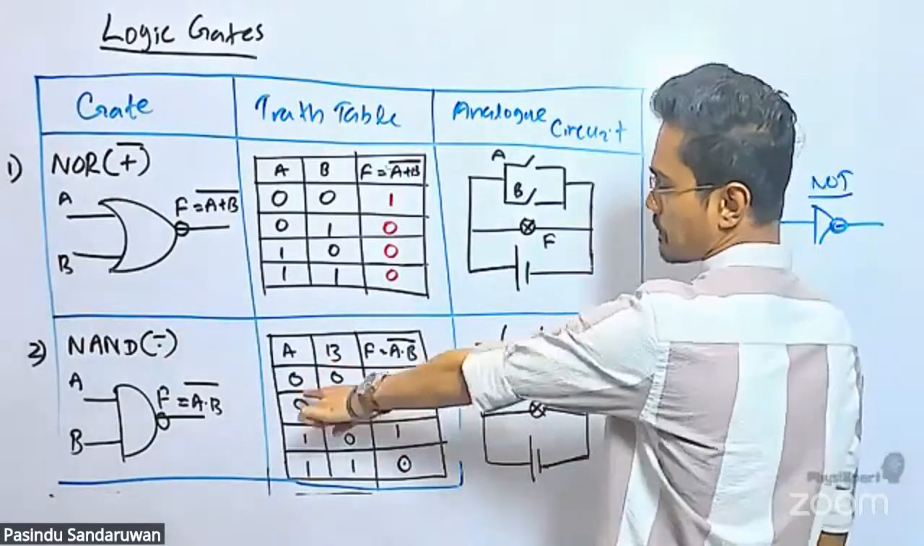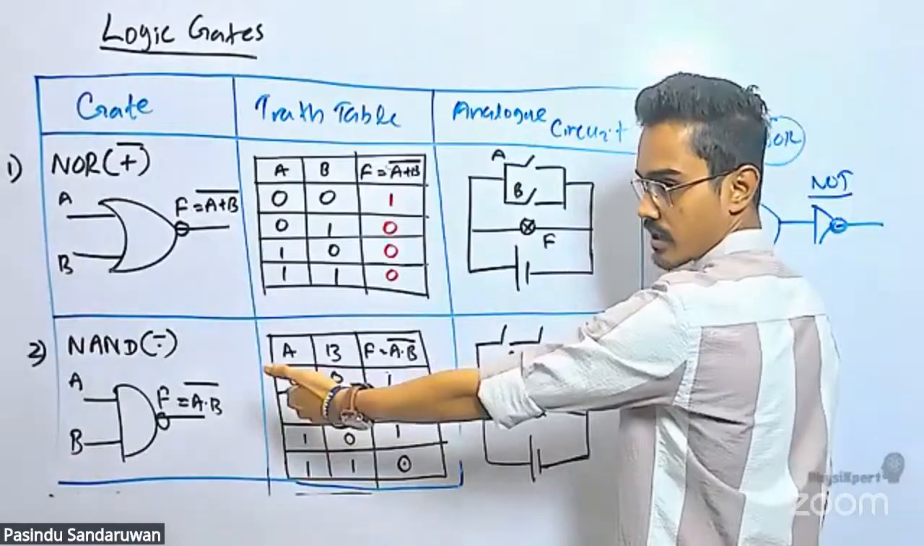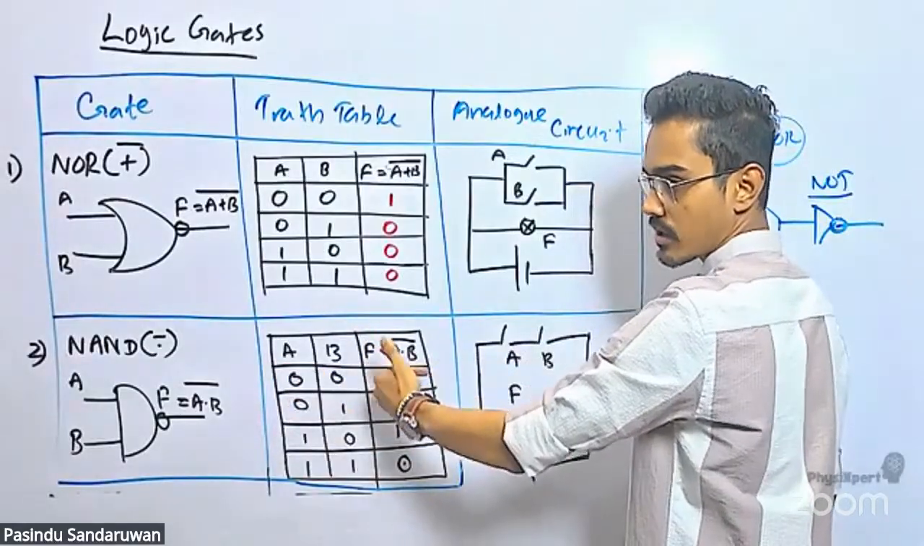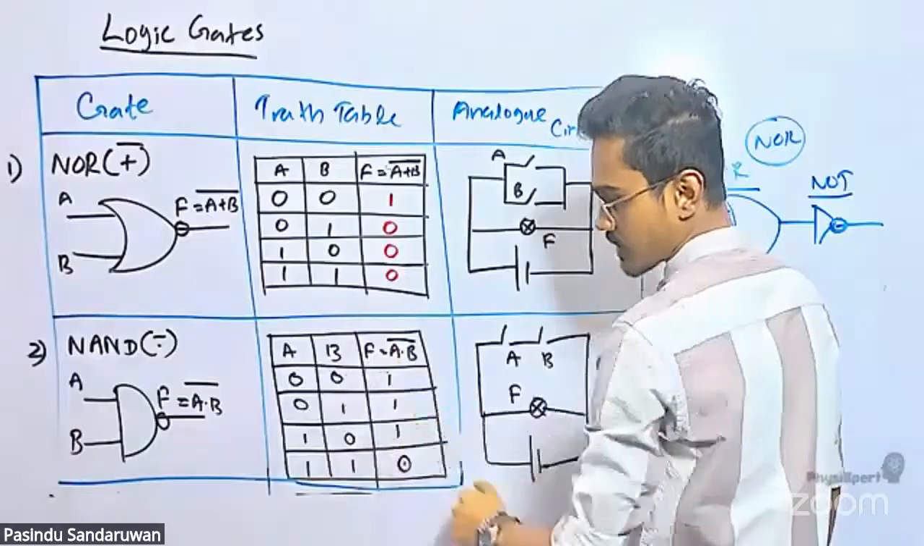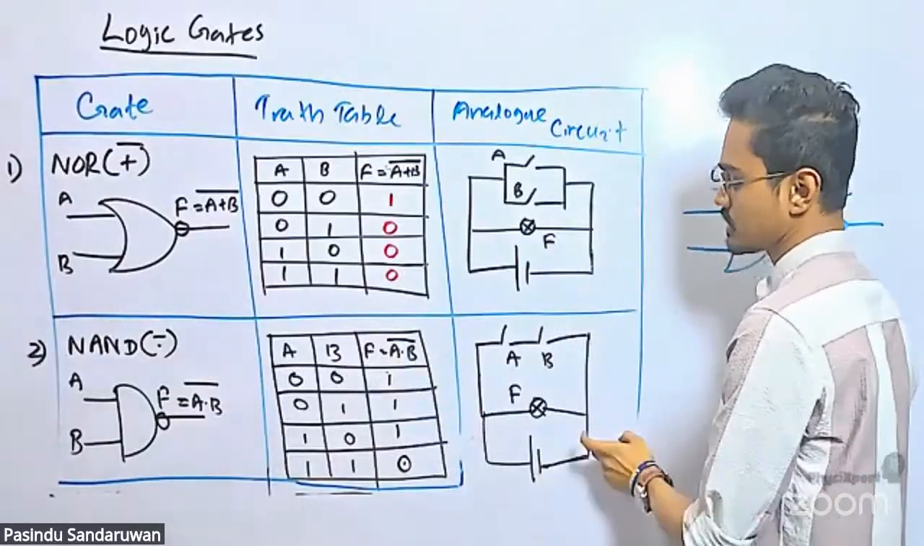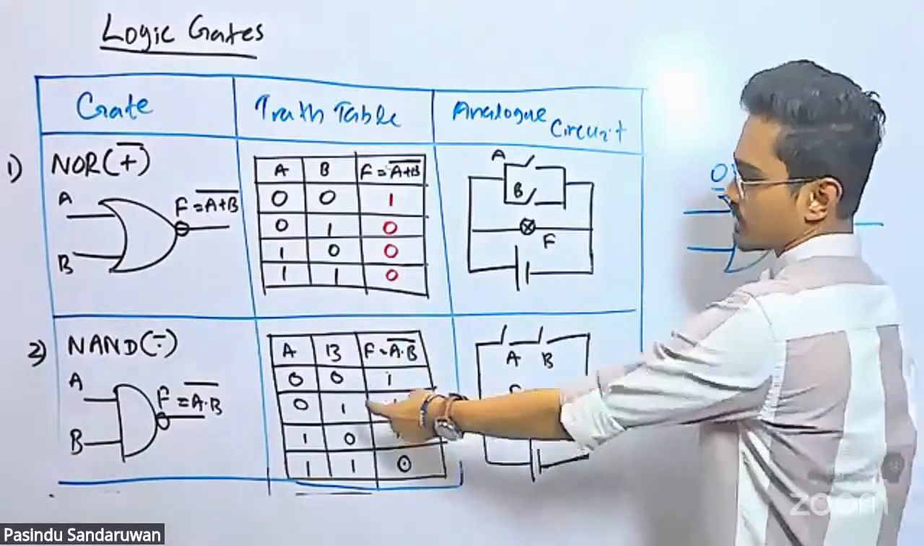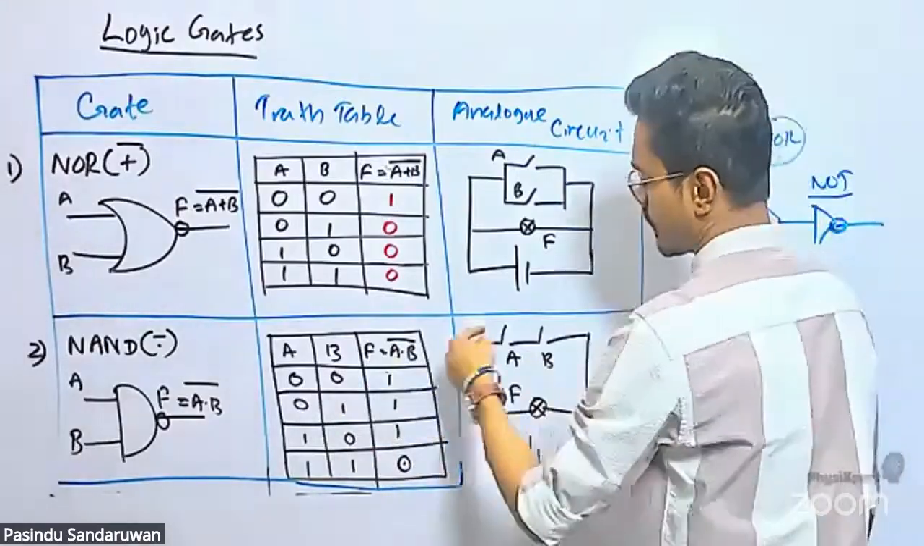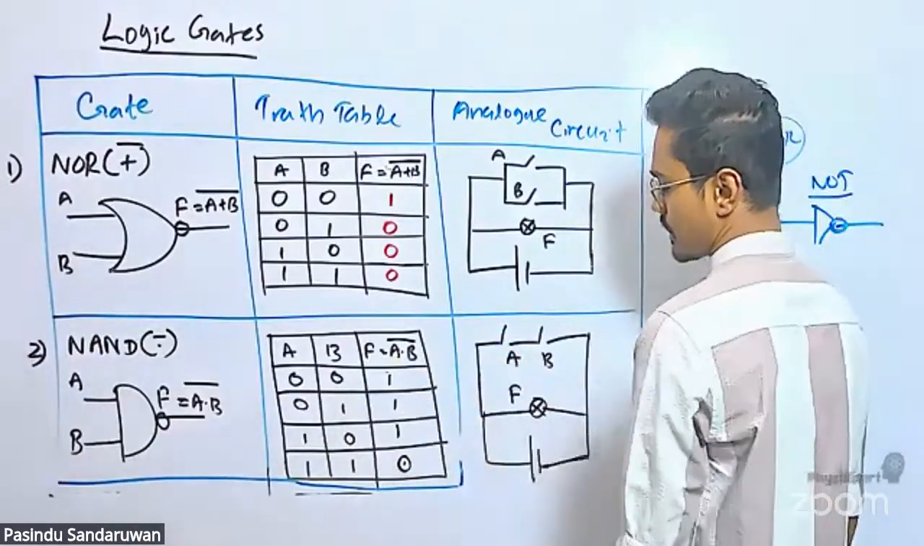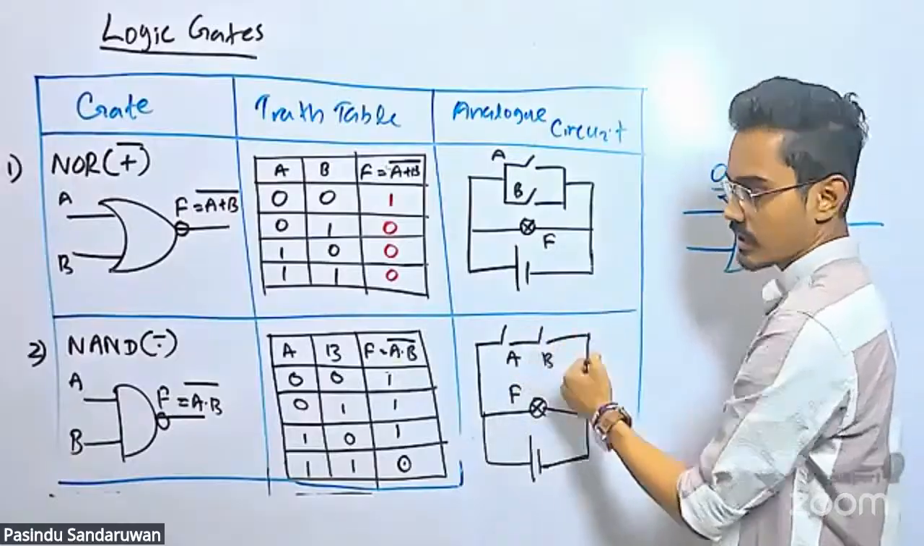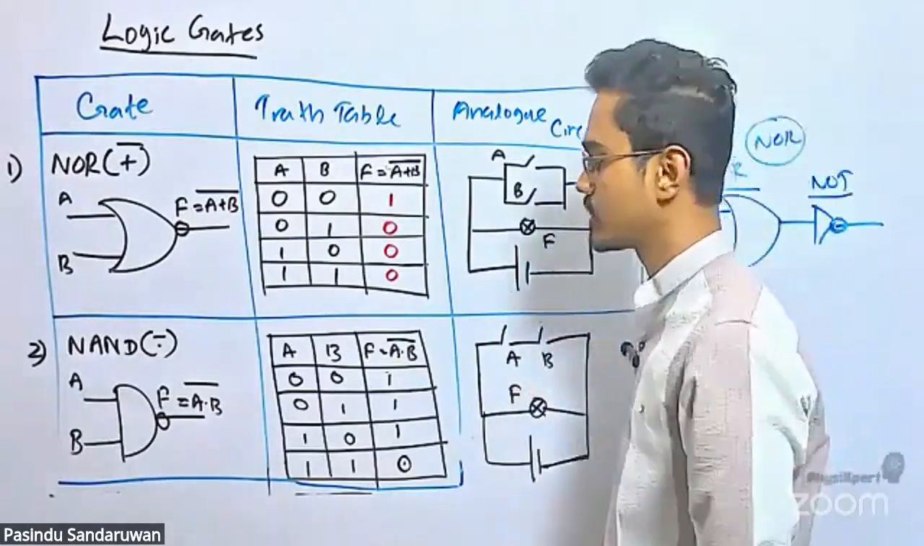When A and B are not both 1, the output should be 1. Satisfy with another one: when both are off, the bulb lights up. When one is on, the bulb still lights up. When both are on only, current passes through the switches and the bulb is shorted.